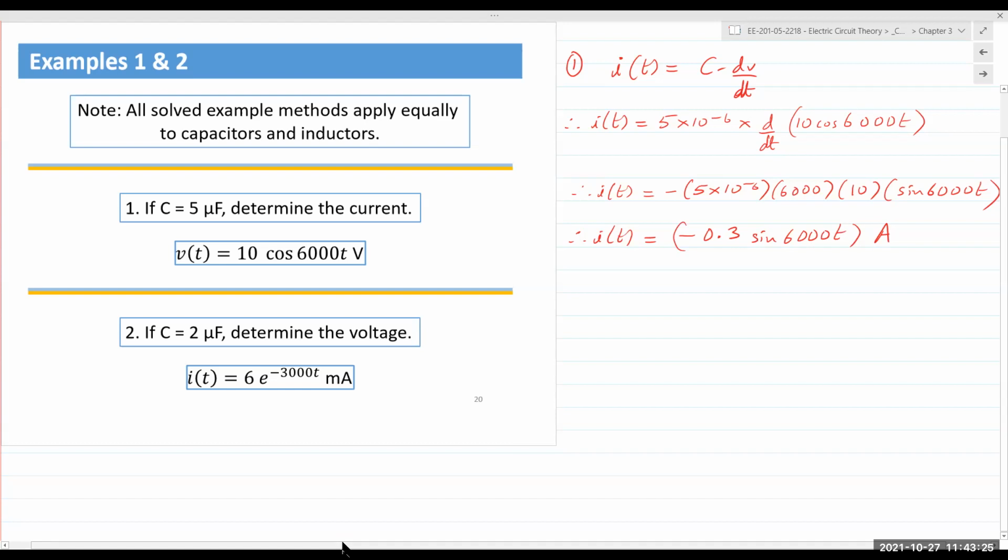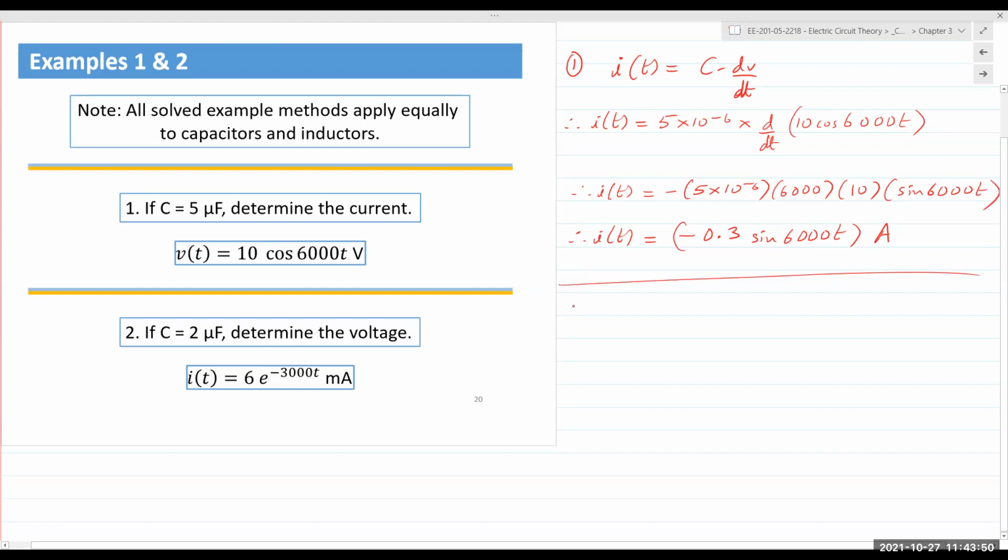So you have the derivative of cosine is minus sine. You take minus outside, 5 into 10 raised to minus 6, 6,000, 10, reduces to 0.3, you get minus 0.3 sine of 6,000 t. Easy enough? You're just easing in.